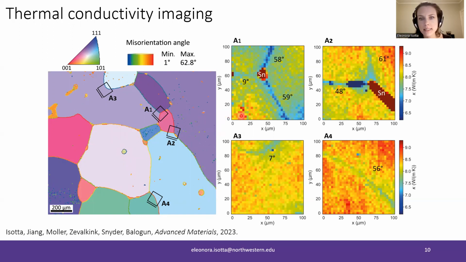What we can see is that the suppression of thermal conductivity is in the order of 0.5 to 1 watt per meter Kelvin, while the background thermal conductivity of the sample is around 8 to 8.5 watt per meter Kelvin. So reasonably in line with the bulk measurements that we performed earlier. And we can see that this suppression, interestingly, has a width of roughly 10 microns.